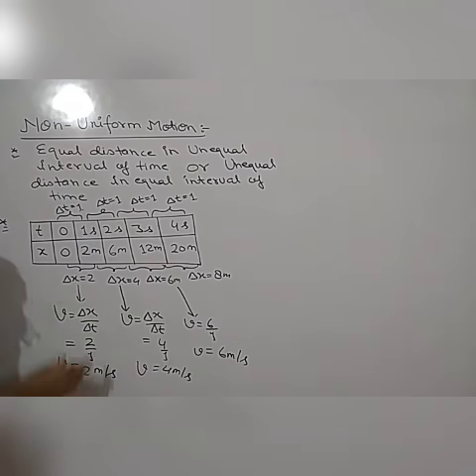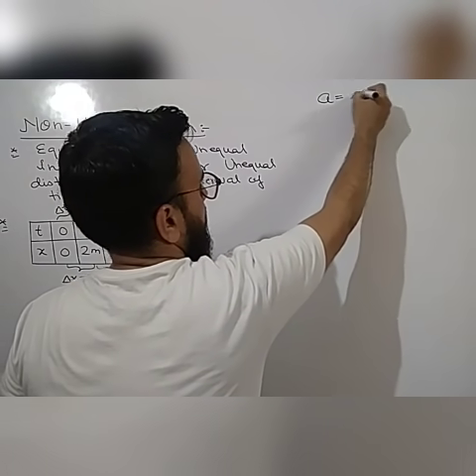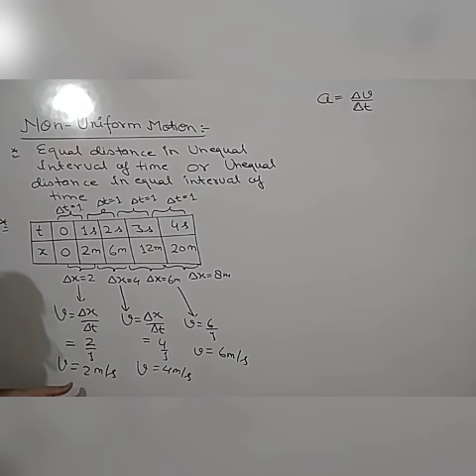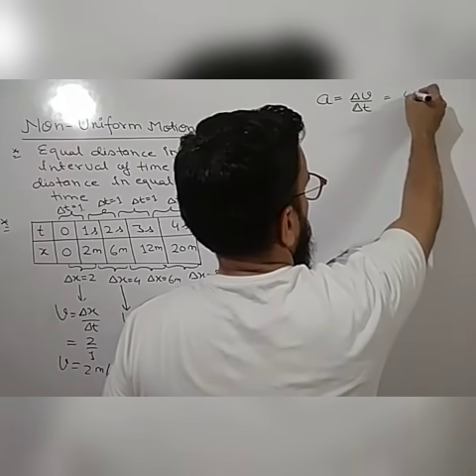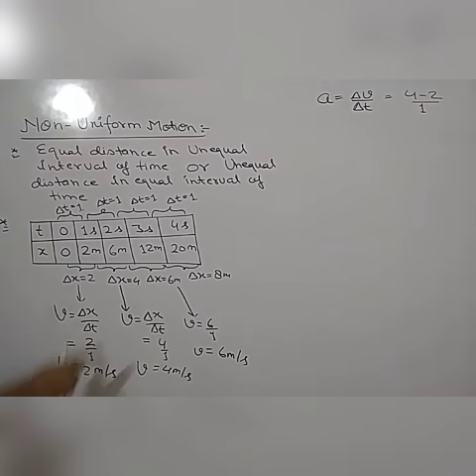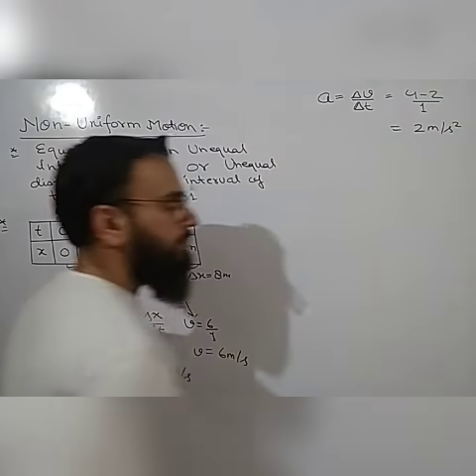Now if we find the acceleration from this particular example, so what will be the value of acceleration? Acceleration is delta v upon delta t. So for the first interval, that means from v equal to 2 to v equal to 4, what will be the value of acceleration? Here the final velocity is 4 and initial velocity is 2. So the value of acceleration will be 4 minus 2 upon 1. What is the time interval between these two? It is 1 second. So the value of acceleration will be 2 meter per second square.